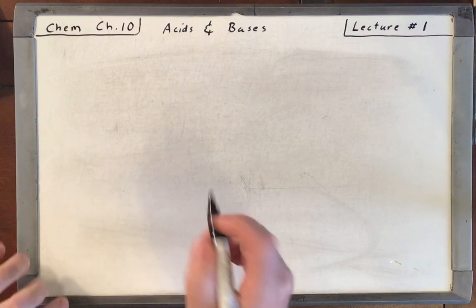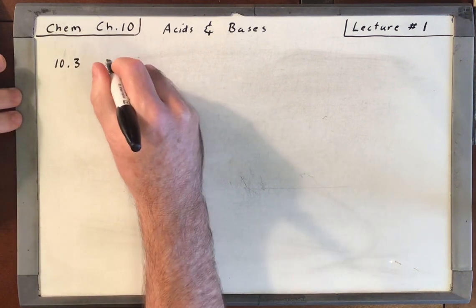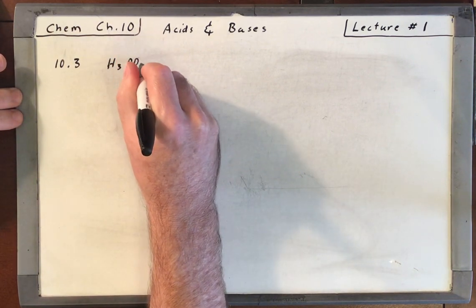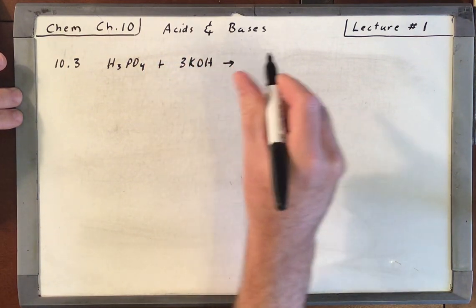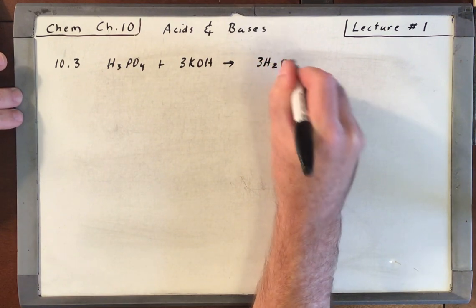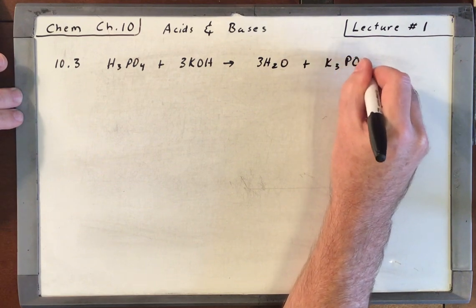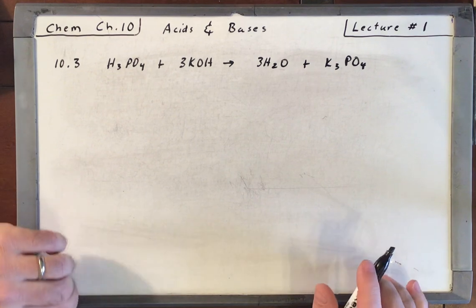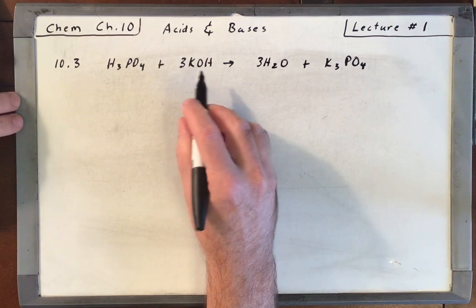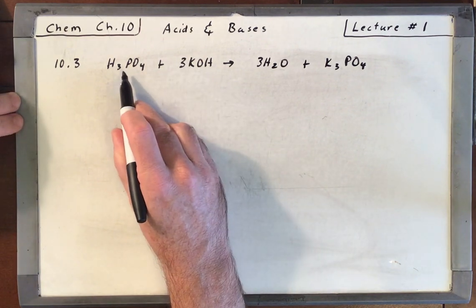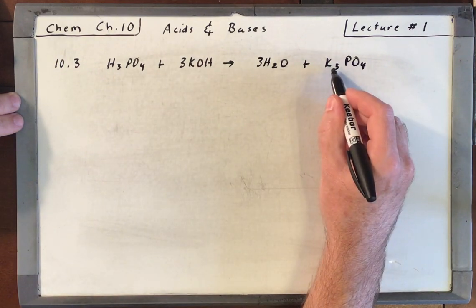All right, 10.3. So we have H3PO4 plus 3KOH makes 3H2O. Right now I'm not worrying about the phase symbols, but those are important. Okay, so let's take a look at this here. H3PO4 lost all of its hydrogens and just became PO4 over here and combined with the potassium.